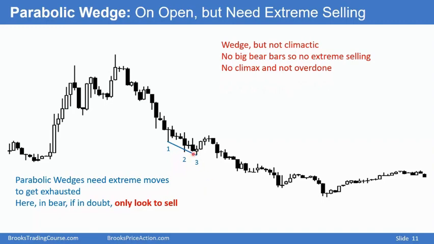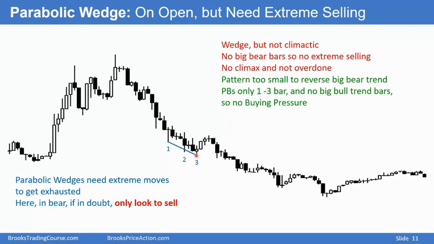No big bear bars, no extreme selling, no climax. It's not yet overdone, and therefore the trend can go down much further. Again, the pattern is just too small to reverse a big bear trend like this, and the channel is too tight. Probably the best the bulls get is a bounce, and then the bears will get trend resumption down. No buying pressure. Where are the big bull bars in any of this? Minor reversal, do not buy. Do not buy a minor reversal in a tight bear channel.